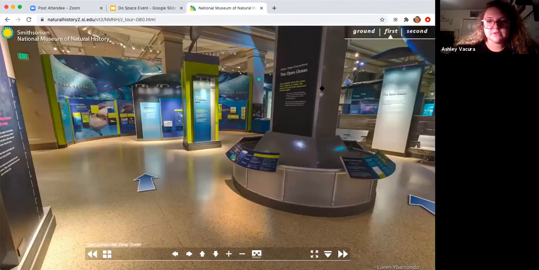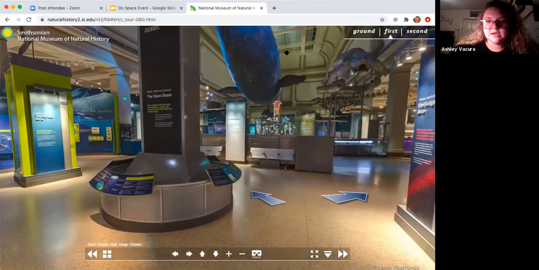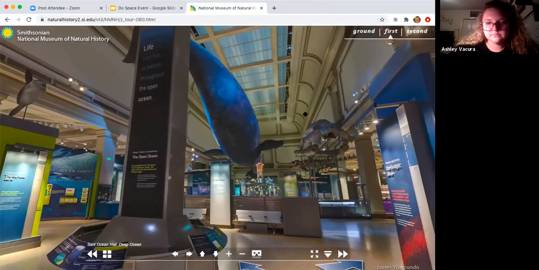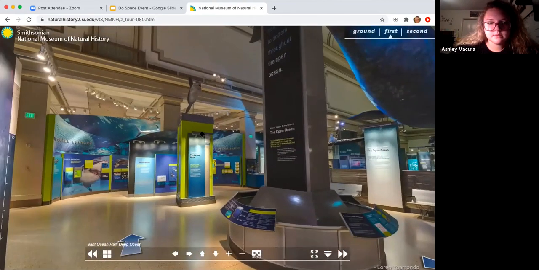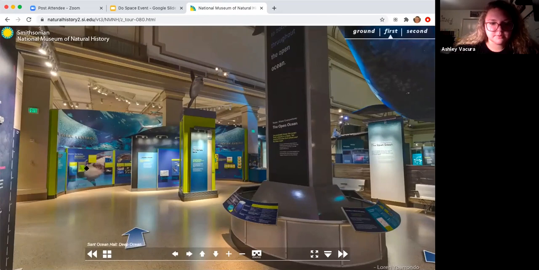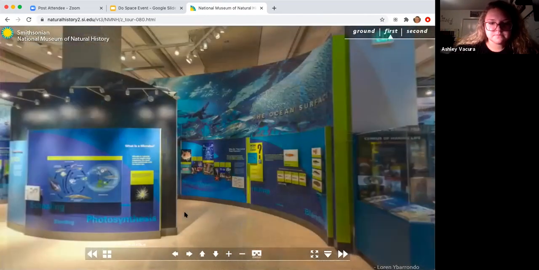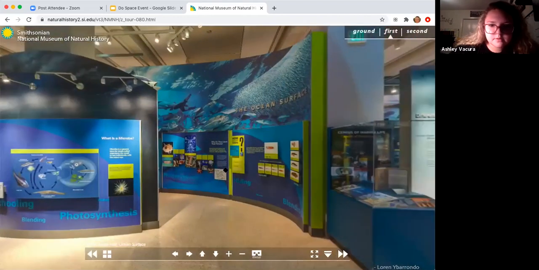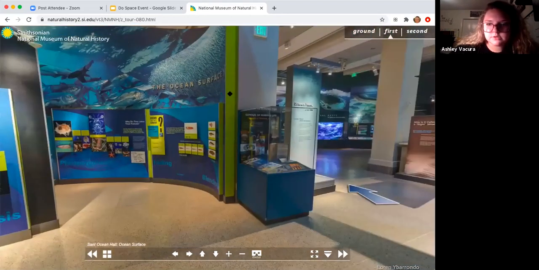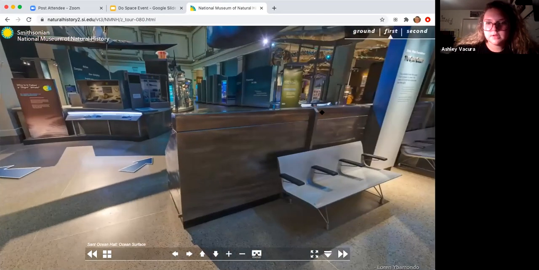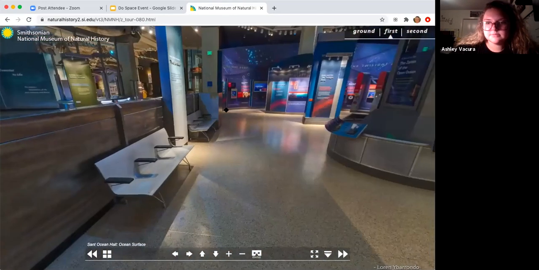This one kind of looks like the aquarium you might see at our zoo, and see, there looks like a whale up here. And maybe a shark back there. Yep, it looks like a shark. Ocean surface. Some benches.